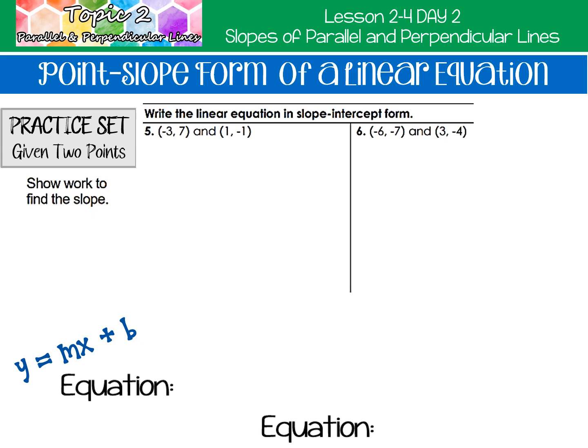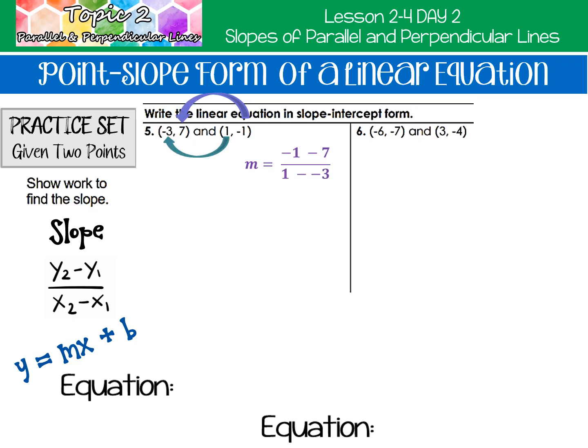Practice set. A little bit different. I'm not handing you the slope. You need to find the slope. We're going to put it in slope-intercept form again. Remember, there's the equation for the slope. So we're going to subtract the y's on top, subtract the x's on bottom. So negative 1 minus 7, 1 minus negative 3. Put it in Desmos. There's our slope. Our slope is negative 2.